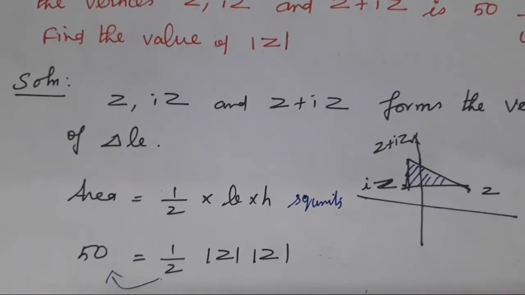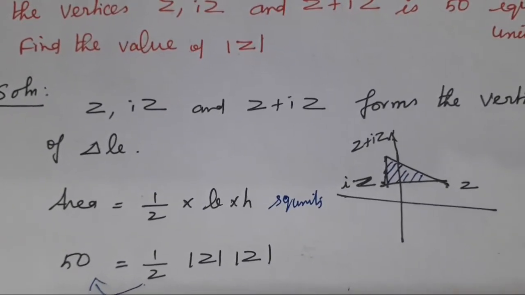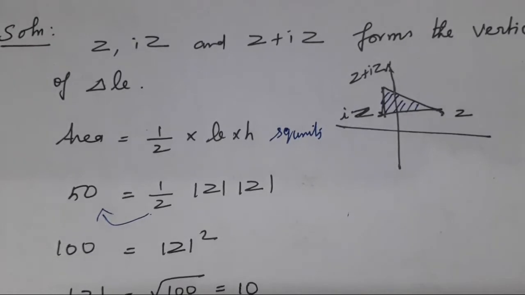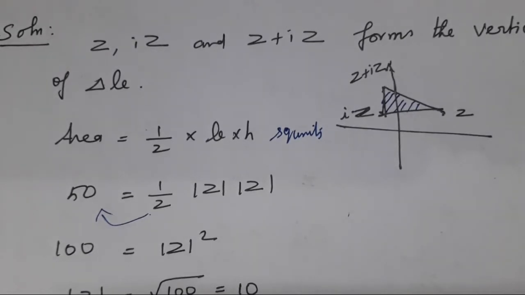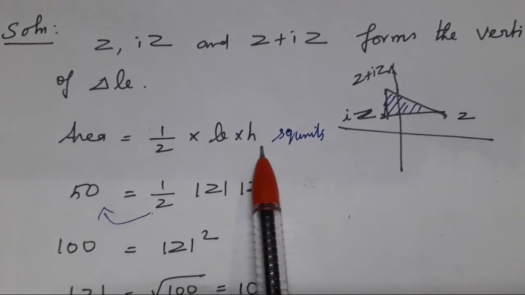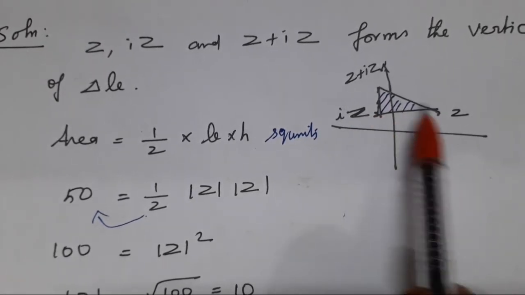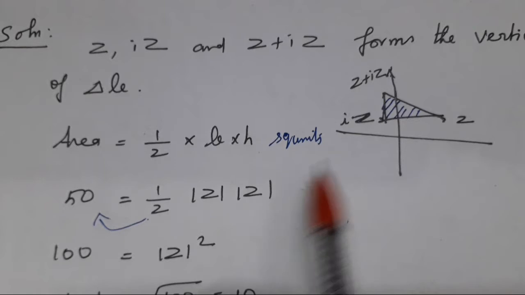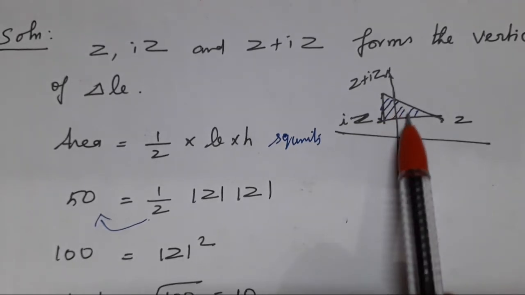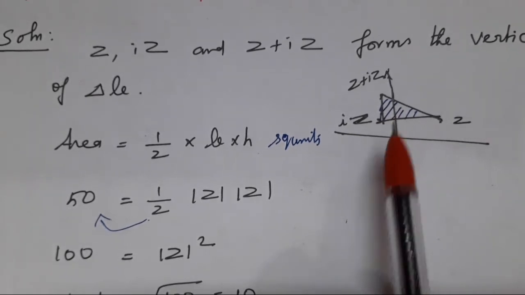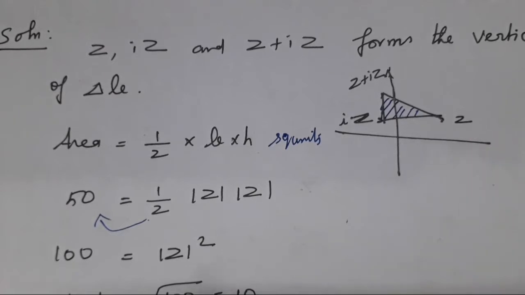Now, what is the solution? z, iz and z plus iz form the vertices of the triangle. What is the area of the triangle? Remember the formula: half into base into height square units. Let me draw a rough diagram. This is the triangle. The area is 50 square units, and we are going to find the modulus of z.